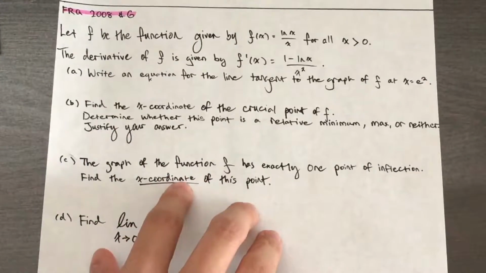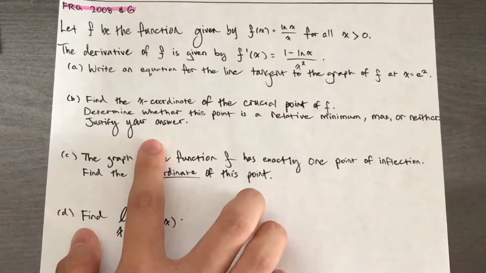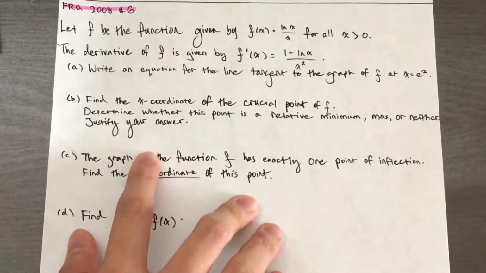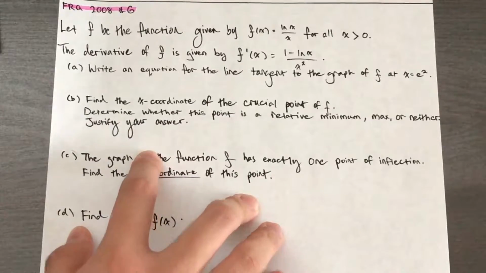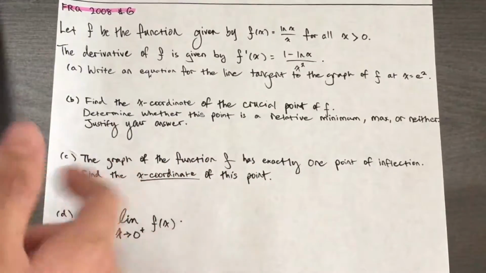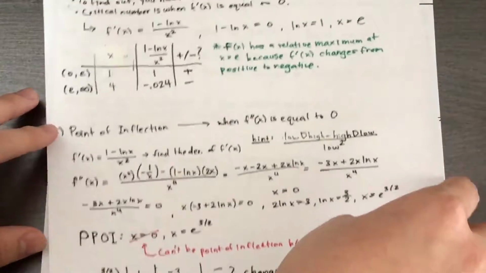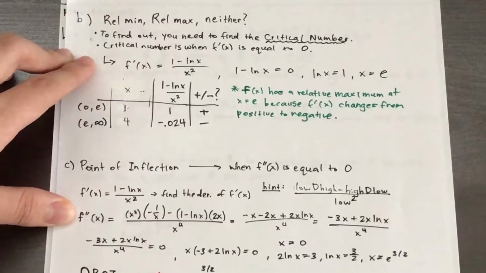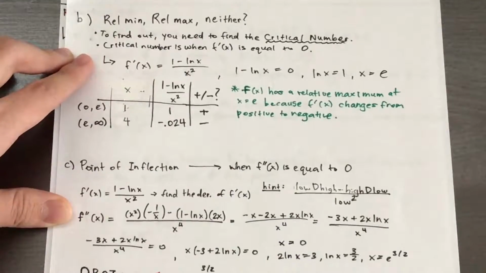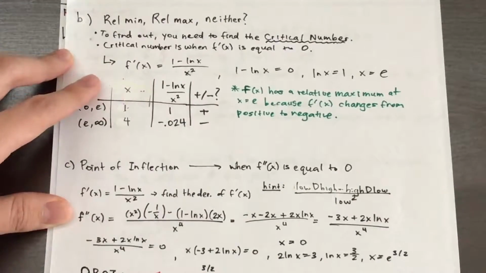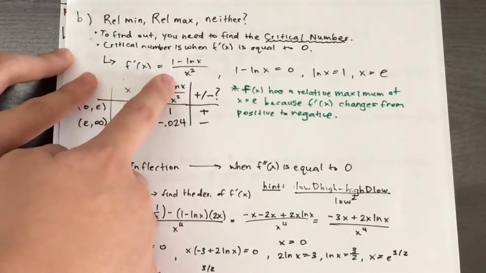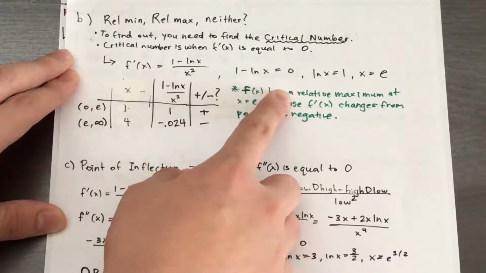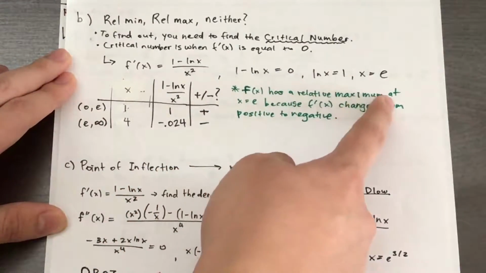Moving on to B. Find the x coordinate of the critical point of f. Determine whether this point is a relative minimum, relative maximum, or neither. Justify your answer. So to do this problem, you need to find the critical number, and the critical number is when f prime of x is equal to 0. So f prime of x is equal to 1 minus ln x over x squared, and then you can set f prime of x equal to 0, and then you'll get x equals e.